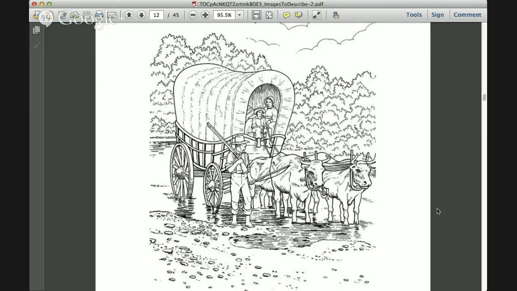And where are they? Could you repeat that? Where are they? What is this scenery? Are they in? You would say they are in. They are in the. In the carriage. Good. They are in the carriage.